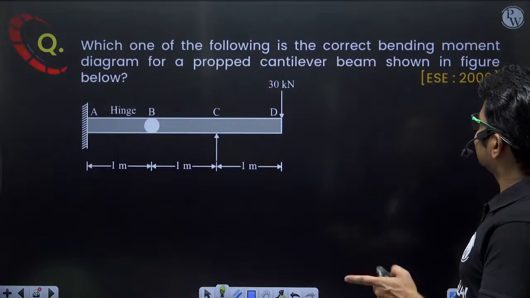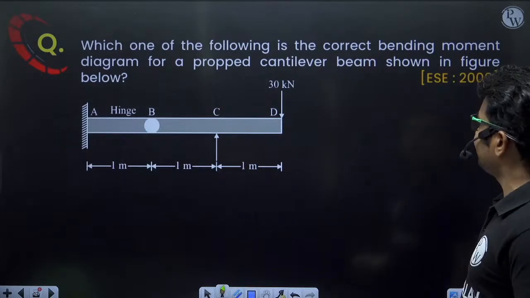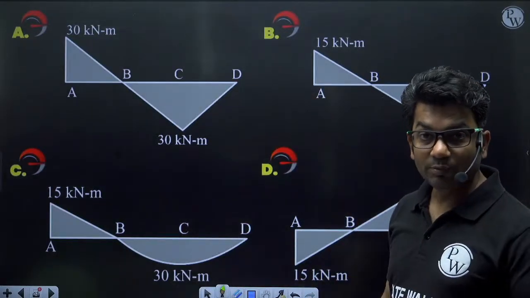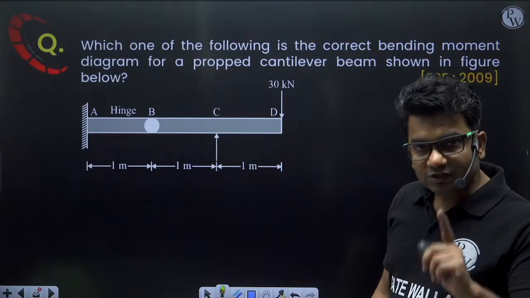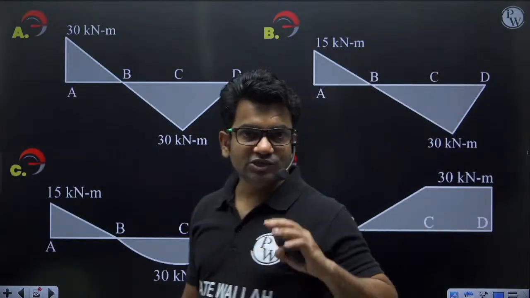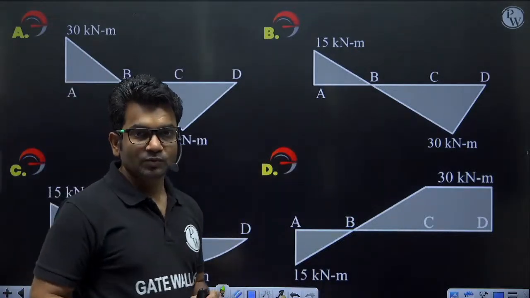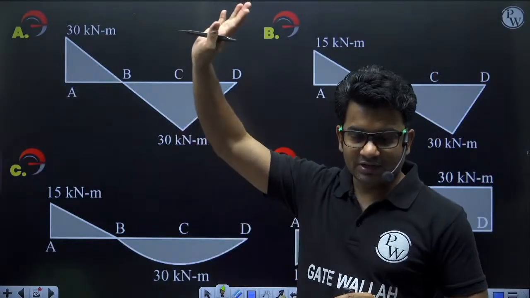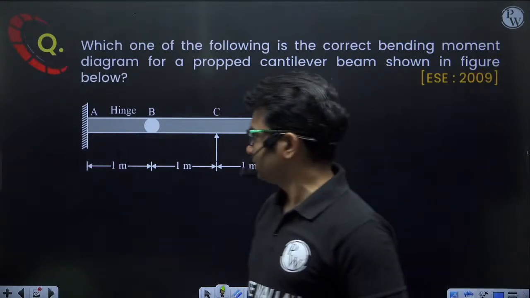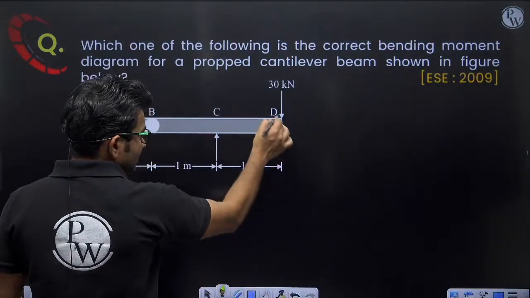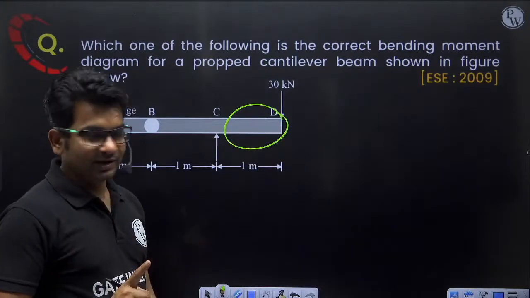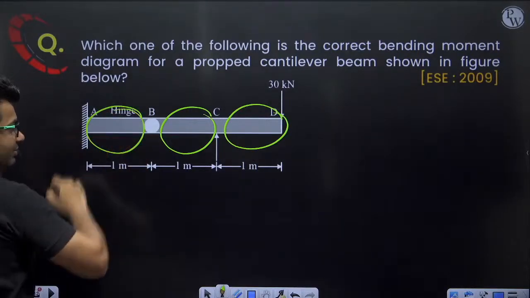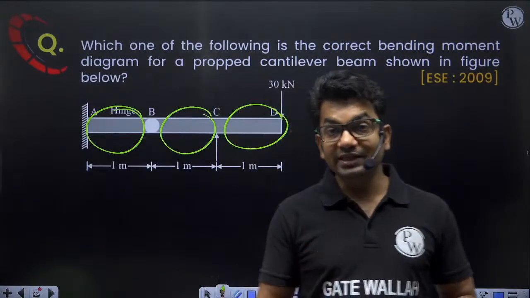Which one of the following is the correct bending moment diagram for the propped cantilever beam shown in the figure below? Here are the options for bending moment diagrams. These questions are best solved by the elimination method, selection by rejection. Whatever option you see that is wrong, you can reject right away. First of all, in this region I will be getting a linear bending moment diagram, and in this region also, linear or triangular.